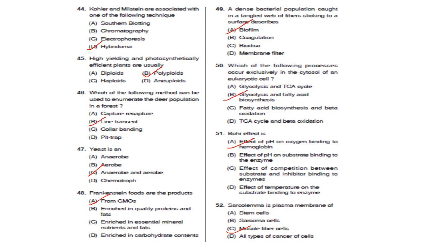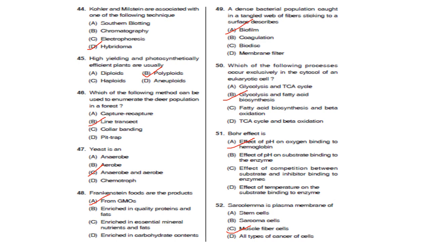The next one, which of the following processes occurs exclusively in the cytosol of a eukaryotic cell? So glycolysis, TCA. TCA occurs in mitochondria. Glycolysis, fatty acid biosynthesis. That occurs in the cytosol. Fatty acid biosynthesis occurs in cytosol. Beta oxidation, I think it is in mitochondria. And the TCA cycle and beta oxidation take place in mitochondria.